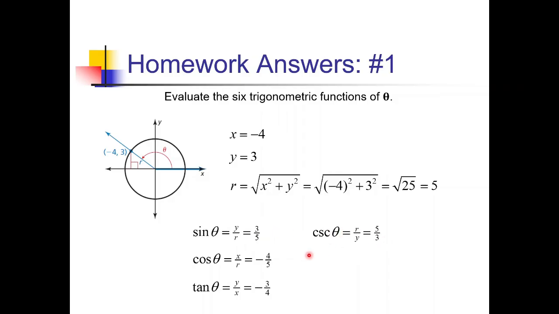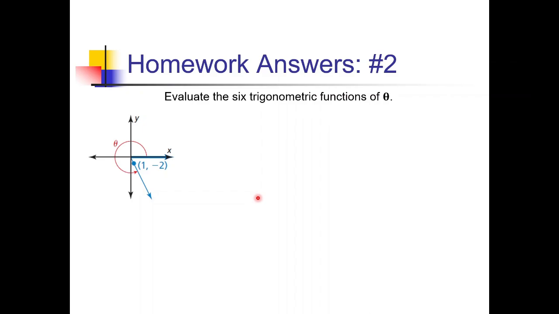For secant, that's going to be r over x, basically just flipping cosine. So -5 over 4. And then finally for cotan, we're flipping tangent, so x over y. Specifically then, that's going to be -4 over 3.